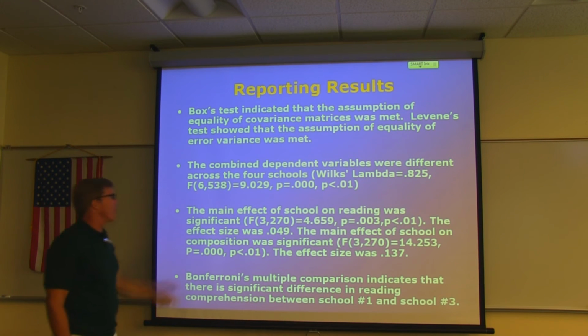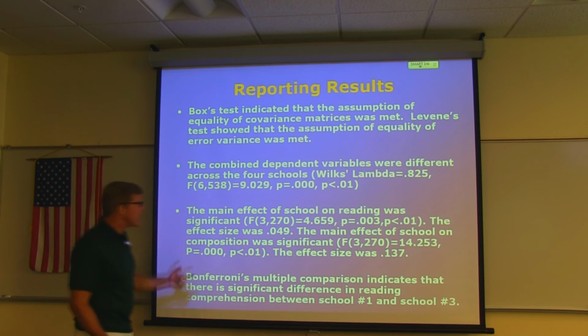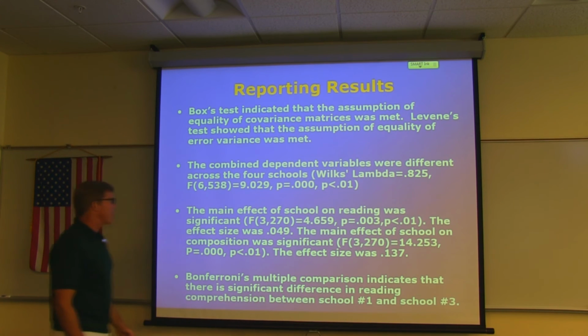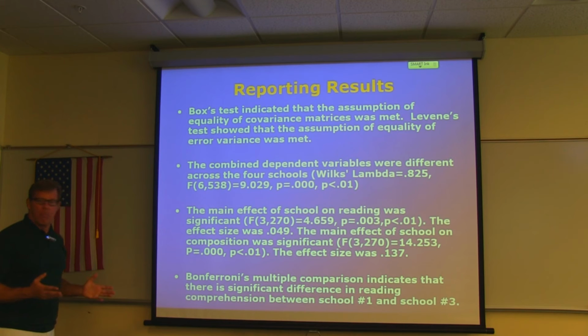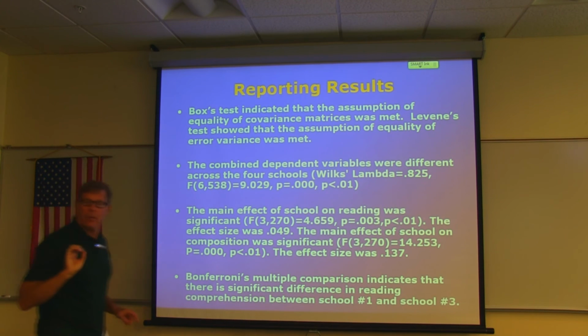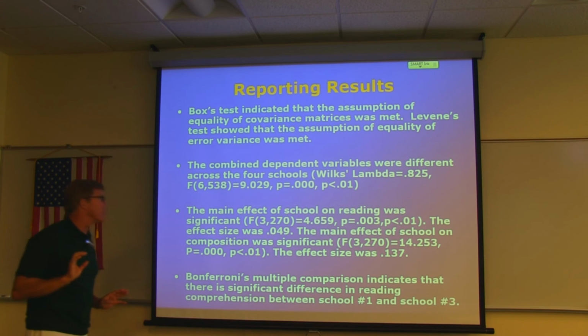The effect size was 0.049. The main effect of school on composition was significant. Okay? The effect size was 0.137. Bonferroni multiple comparisons indicate that there is a significant difference in reading comprehension between school 1 and school 3 and many more. Okay, so you just have to kind of go through, earmark all the significant p's. All p-values that are less than 0.05, that's going to tell us specifically where the significant differences are.